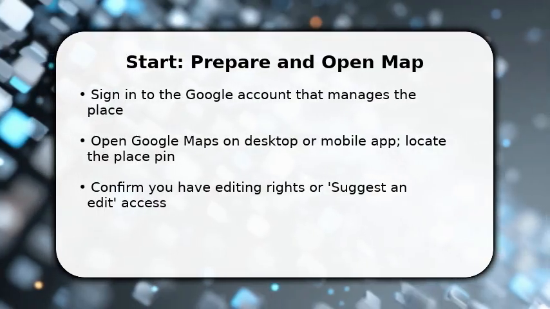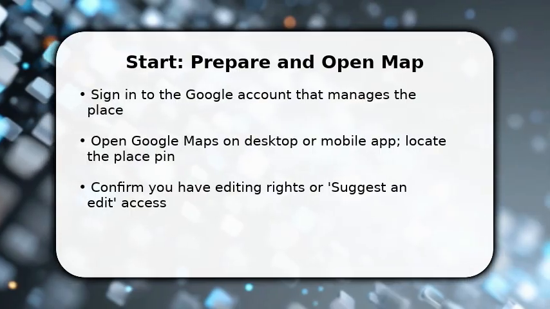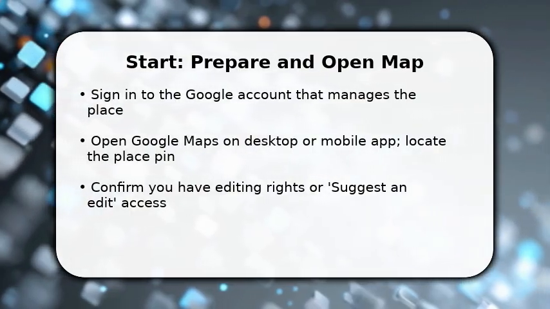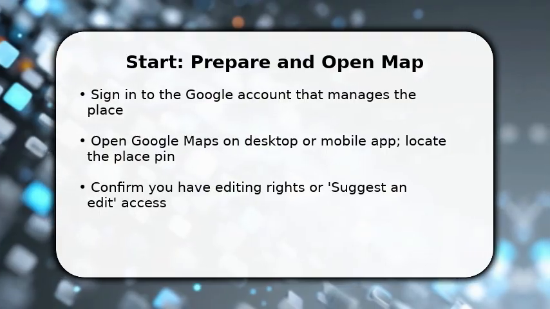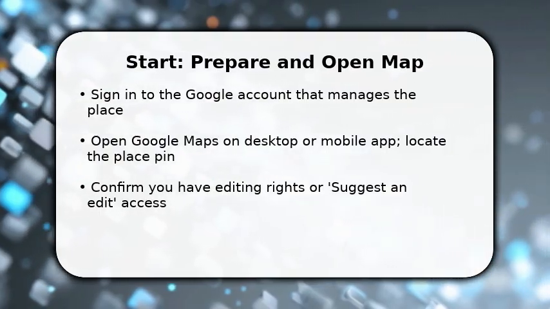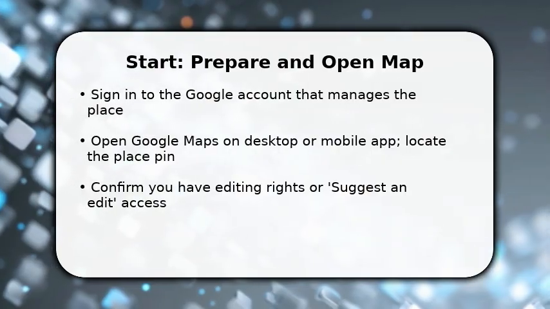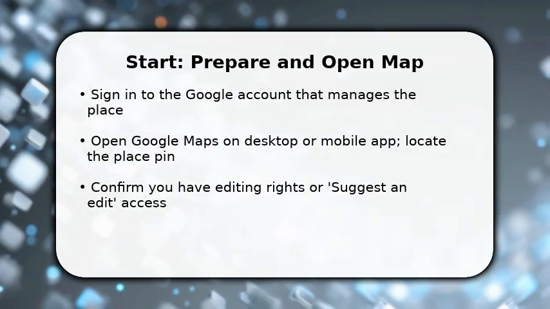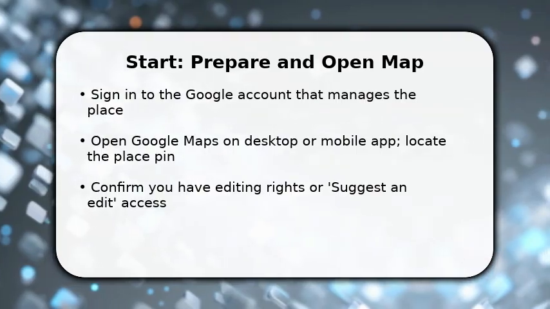You're starting with the essentials. Sign into the Google account that manages the place, then open Google Maps and find the exact pin or business listing. Once found, make sure you're using the desktop site or the latest mobile app for full options. This affects available edit tools.